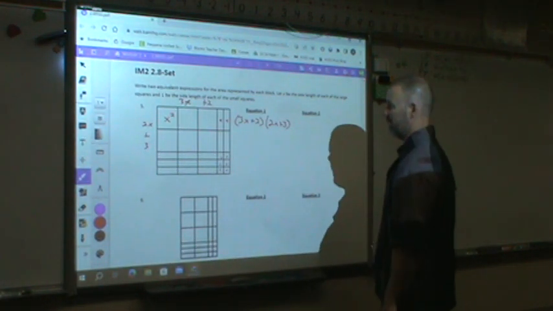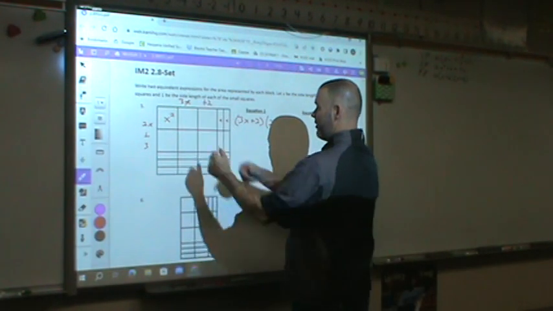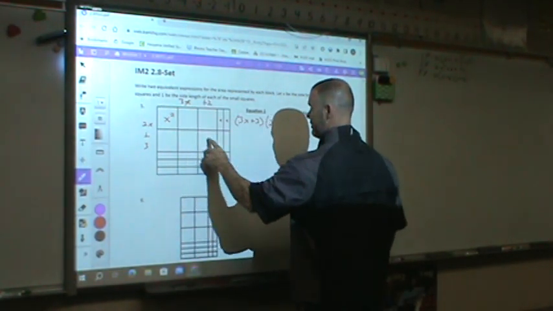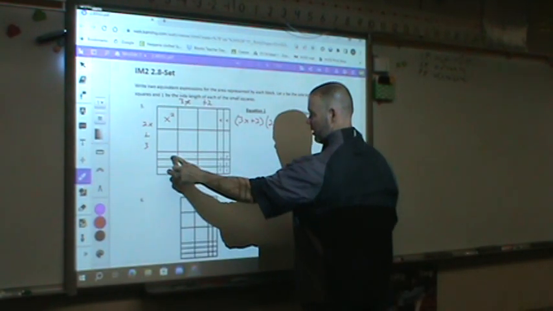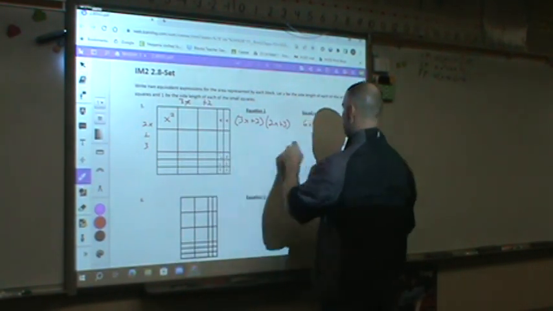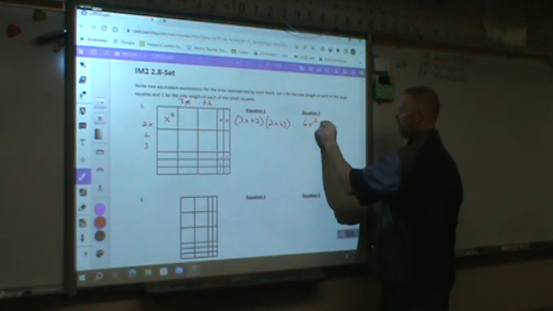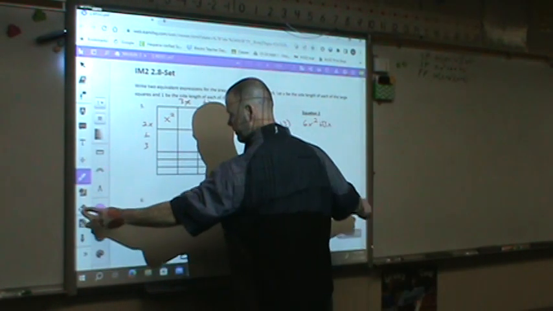Now, what's the second equation? The second equation is the sum of all the bits. 1, 2, 3, 4, 5, 6. So that's 6x squareds. That's 2, 4, well, 3, 6, 9, 10, 11, 12, 13. So that's plus 13 x's. Let's make that 13 x's.